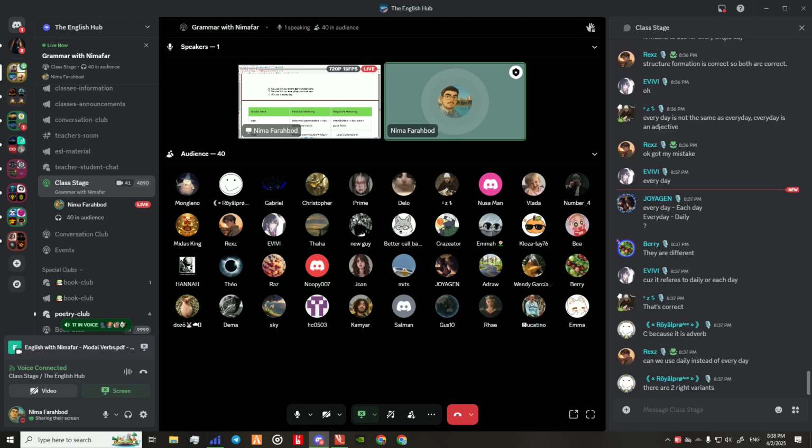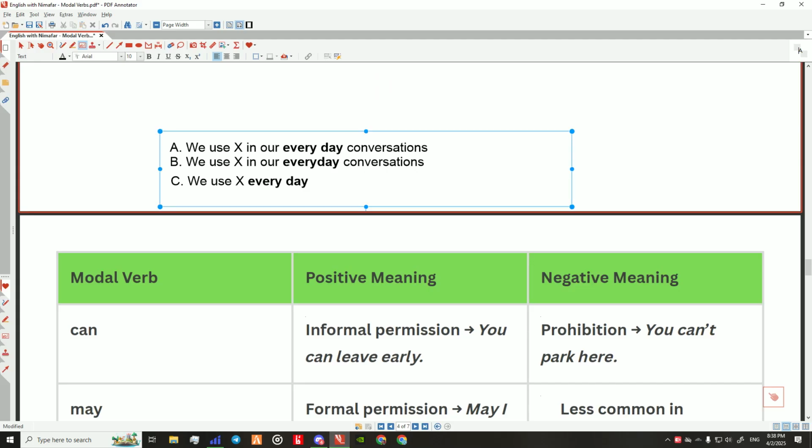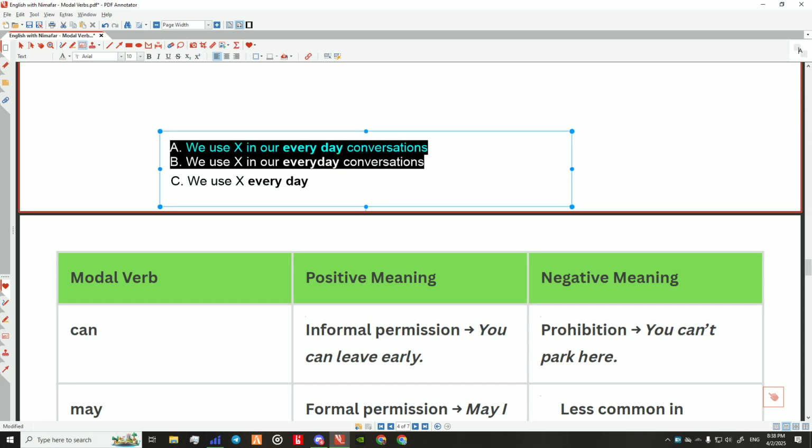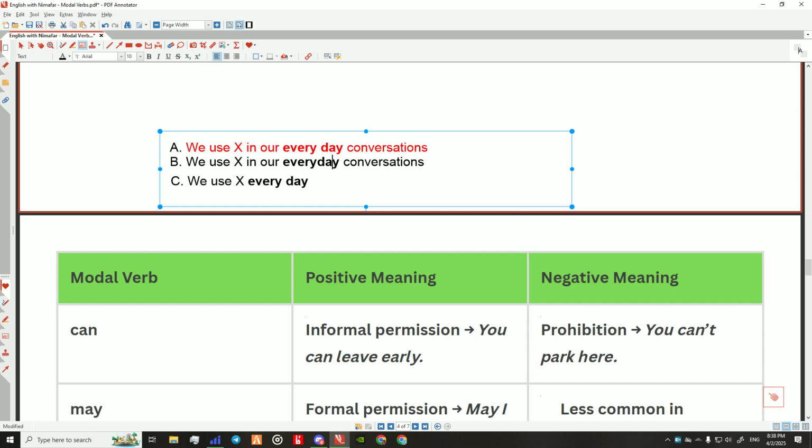There are two right here, okay? So I should just get rid of this one, yes? Let me make it red. So we use X in our everyday conversations. Everyday here is an adjective. Let me use this one. It is an adjective and it means daily.